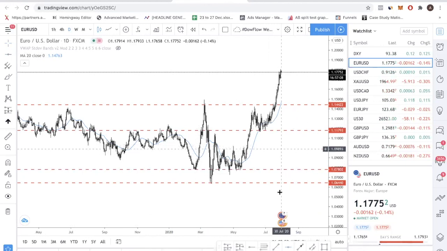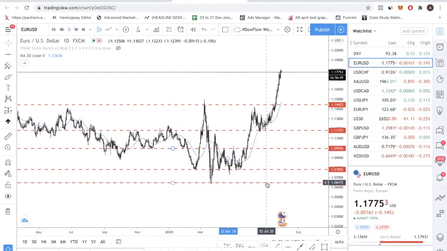Okay, and I'm probably going to put one more line at this turning point here. Okay, so that's it. It's so simple, right? That's step number two. Just identify the major turning points. You do not have to identify every single turning point. Remember, you're just looking for the most obvious levels.